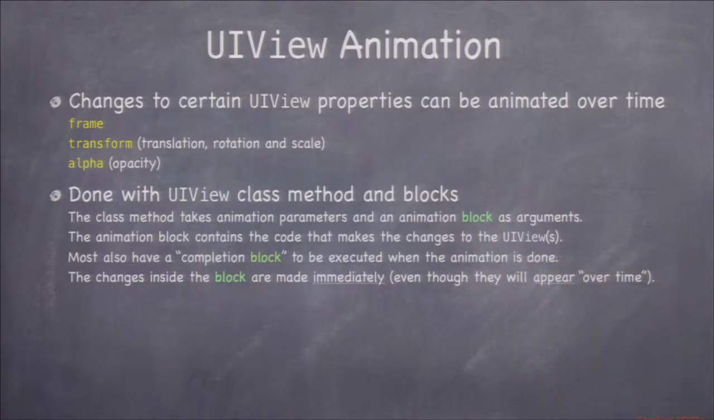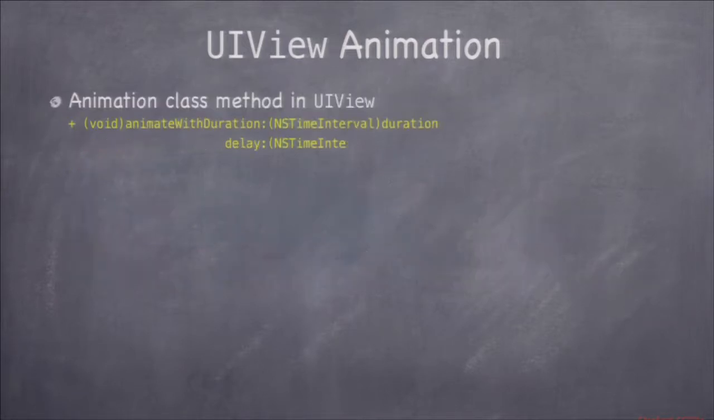It's done with a class method in UIView. Okay, a class method. It's not an instance method in UIView. It's a class method. And the class method basically takes the animation parameters, how long to take and stuff like that, and it takes a block. And inside that block, you can modify these 3 properties. There's actually a few others you can do, but these are the 3 main ones I'm going to talk about here. So it looks like this.